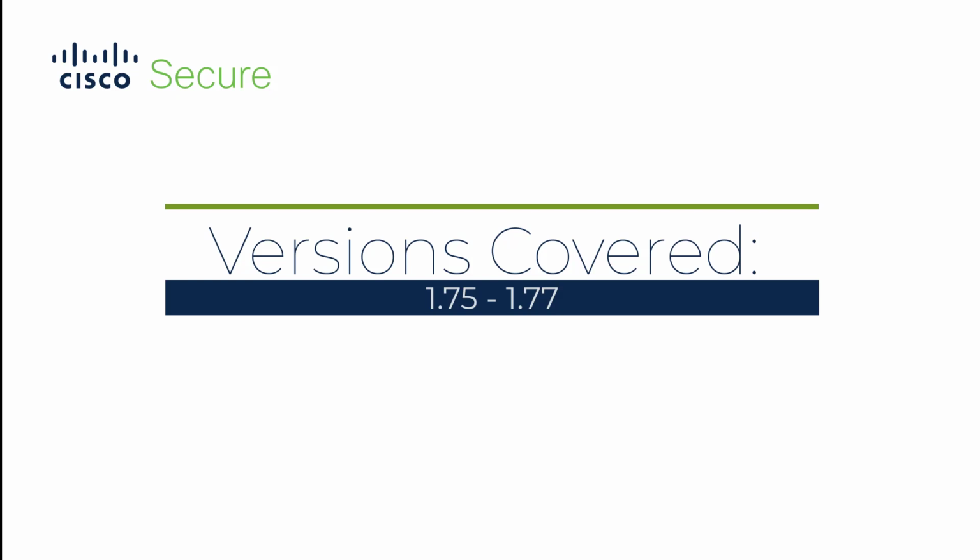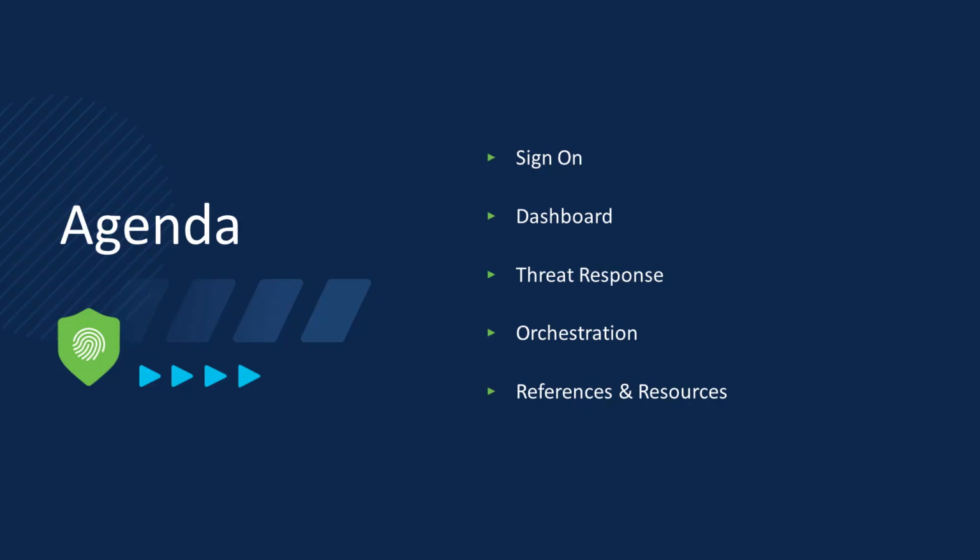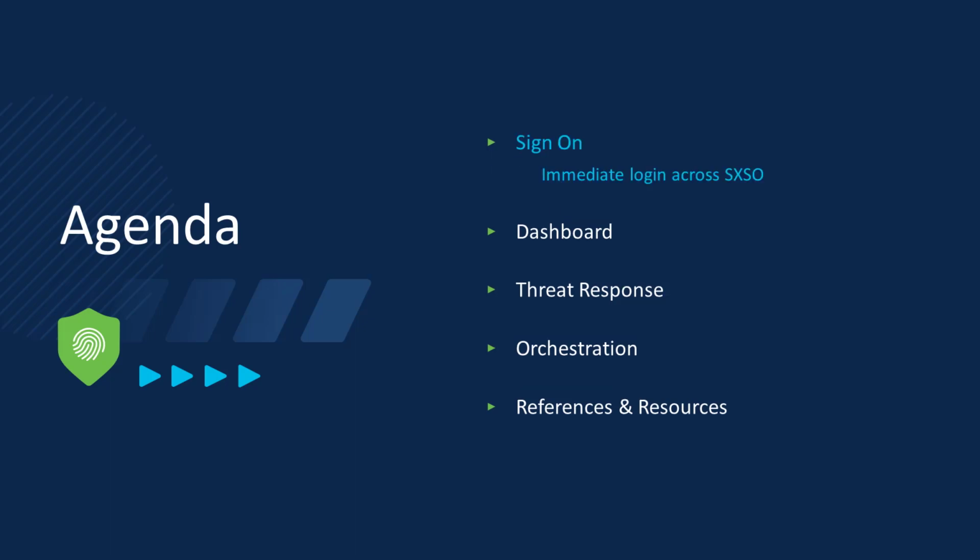My name is Ben Greenbaum, and in this episode we're going to be covering the changes that were made in versions 1.75, 1.76, and 1.77. Those changes appear in the sign-on, in the dashboard, in threat response, and orchestration, and I've got a couple of new references that I want to show you, and as usual I'm going to leave you with some resources that you can use to learn more about SecureX. But to start with, let's have a look at the sign-on.